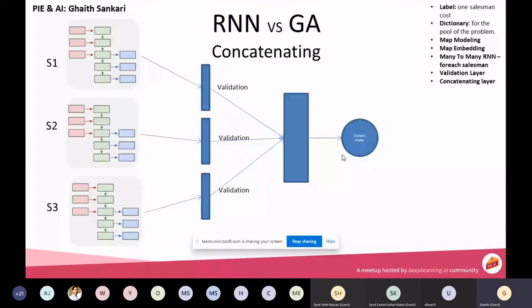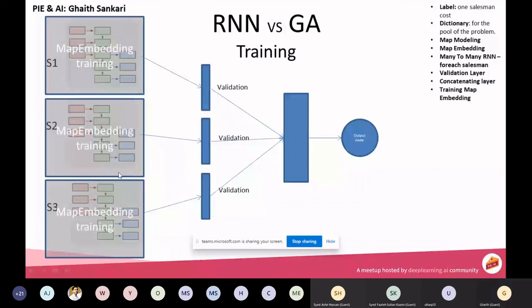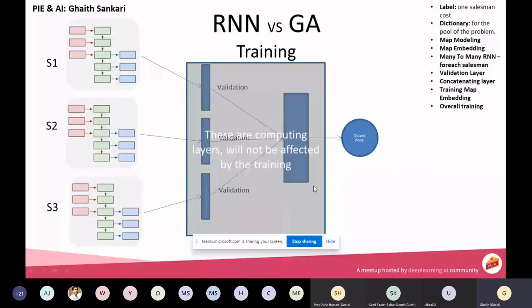So this is a basic structure that can be used for this solution. For sure, each one of these will be trained with the map embedding, just to train on the full list of centers that we have. So whatever the centers are, the relation between the centers will already be included in the map. And also these layers, the validation layer and the fitness layer, which concatenate all of this together, are only computing layers, so they are not part of the training.